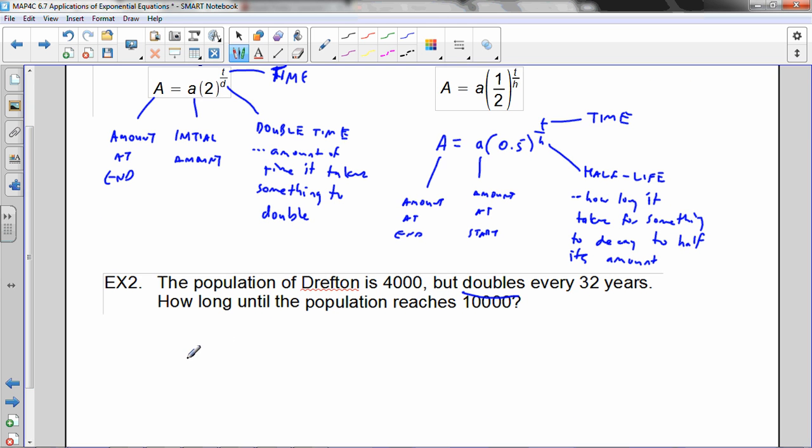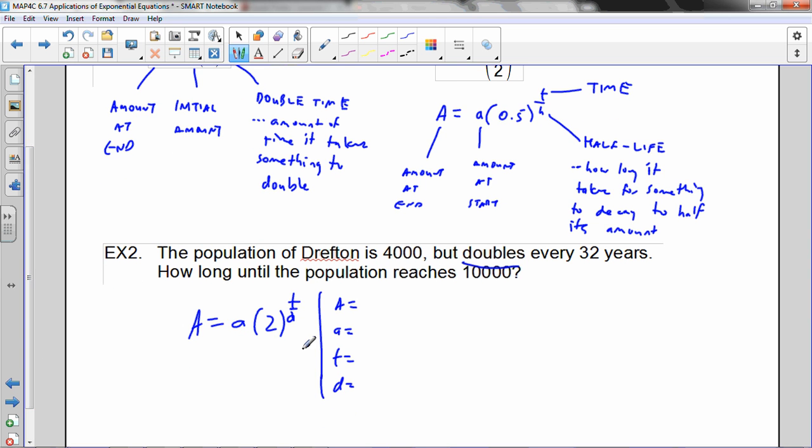And so I'm going to write that formula down and see if we can't figure out what these variables are supposed to mean. If we've got 4 variables, we should be able to figure out 3 of them and then solve for the last one. A is the amount at the end. Well, what's the population at the end of all this? Well, it's 10,000. The amount at the start, the population, is 4,000.